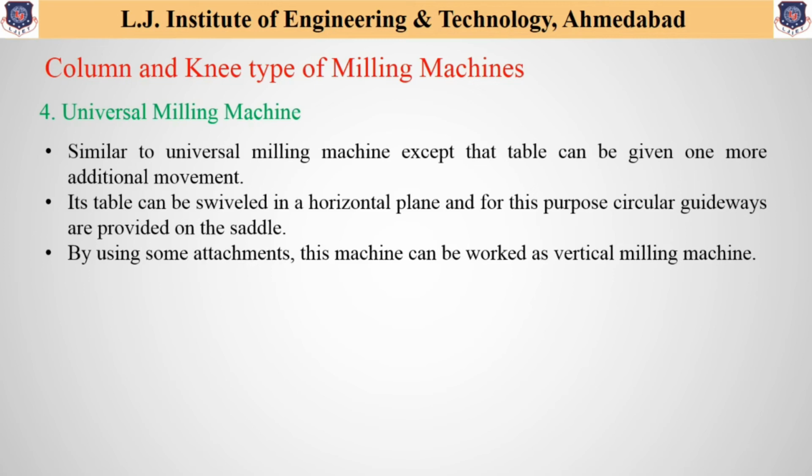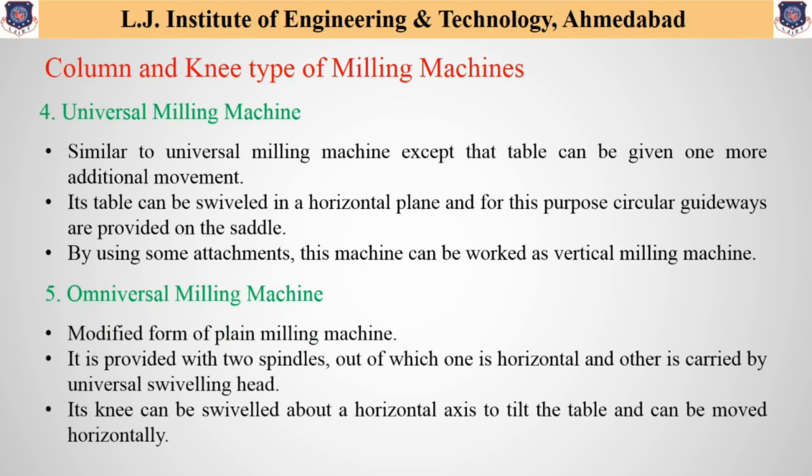The next machine is the omniversal milling machine, and it is also a modified form of this plain milling machine. The major difference of this omniversal milling machine compared to other machines is, as we have discussed, the horizontal milling machine has only one spindle. The vertical milling machine also has one vertical spindle. Next, the universal milling machine, as it is nothing but one type of horizontal milling machine, has only one horizontal spindle.